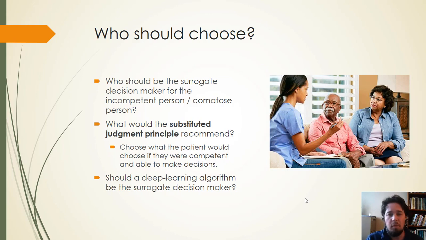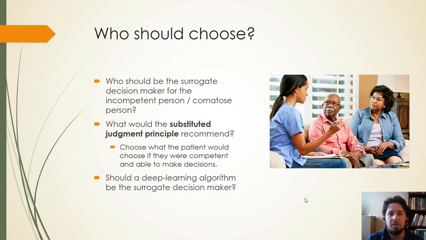One principle is called the best interest standard, and it basically says that we should choose whatever is in their best interest. There's another principle called the substituted judgment principle, and that takes precedent over the best interest standard. The substituted judgment principle basically says that you should choose for the patient what they would choose if they were competent and able to make choices. And that principle is important because it respects that patient's autonomy.